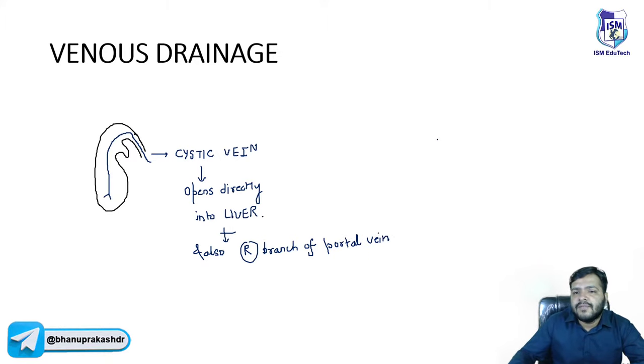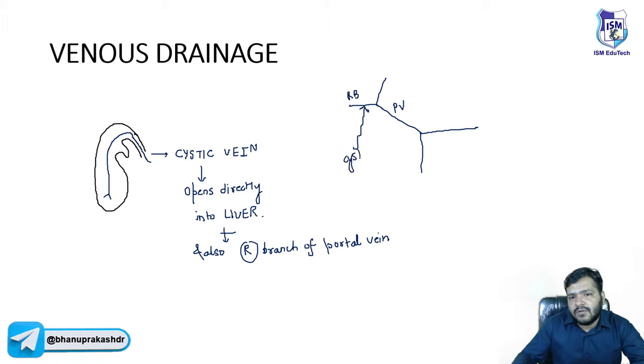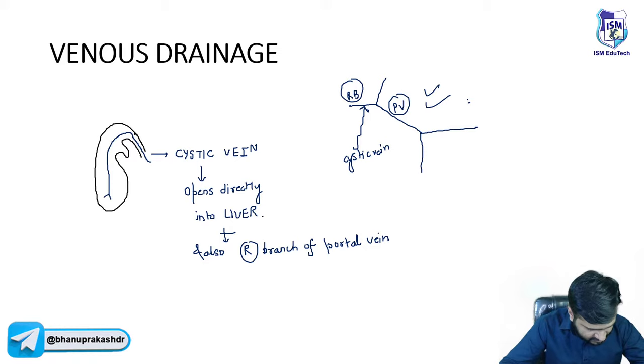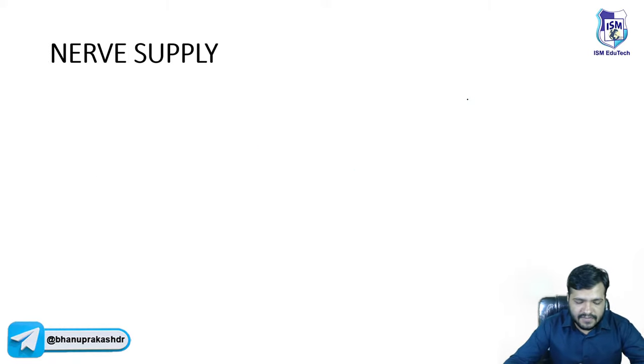You already know we have the splenic vein and the superior mesenteric vein. They combine to form the portal vein, and the portal vein has a right branch and a left branch. So the cystic vein is directly opening into the right branch of the portal vein. Yes, vena cystica, very good. Now, coming on to the nerve supply.